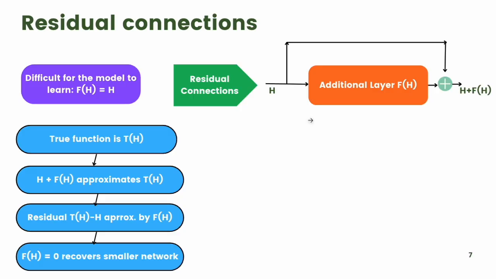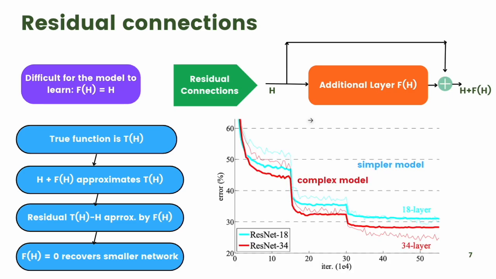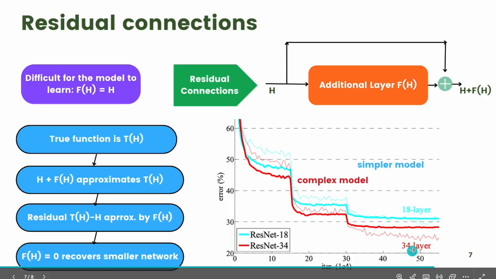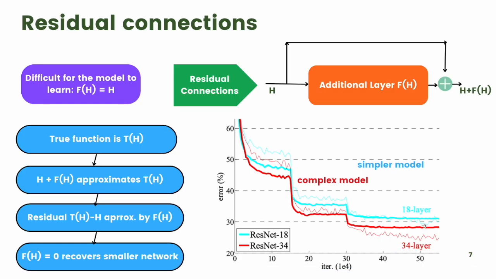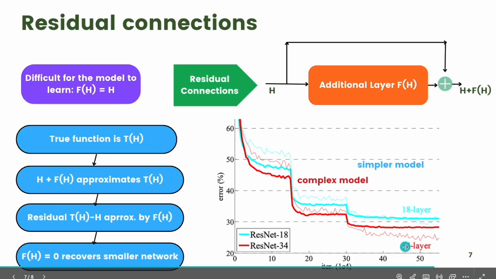And you can also see this for real test cases. This is the simulation performed by the authors using the CIFAR-10 dataset. So you have two models here, one containing 18 layers and the other one containing 34 layers. And the authors are comparing the validation and training errors between these two models, and you can see that the 34 layer model consistently outperforms the 18 layer model irrespective of which iteration you're at.